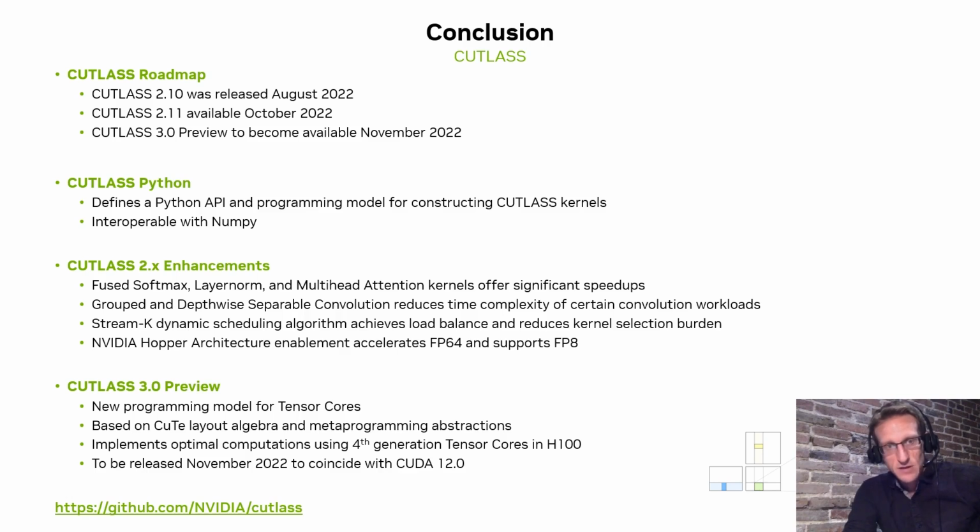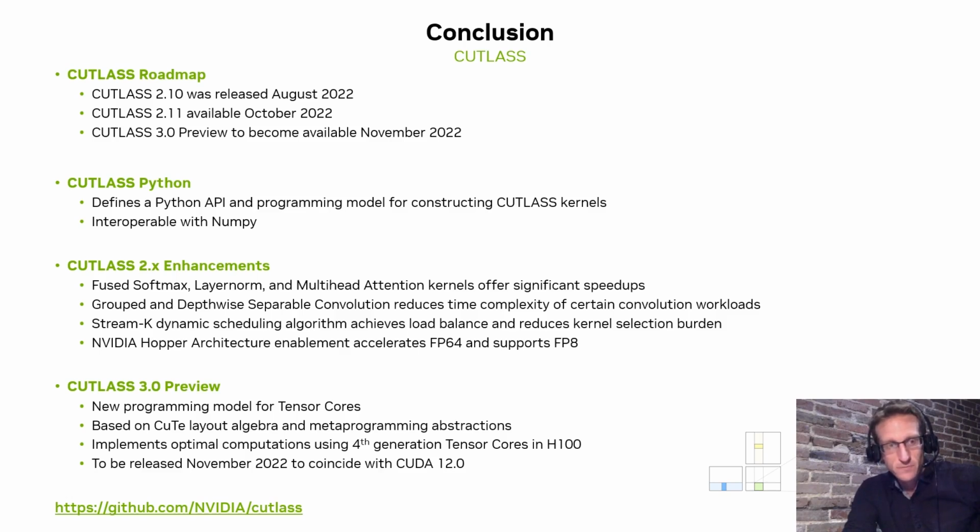We've seen the CUTLASS Python API and programming model for constructing CUTLASS kernels and shown that that's interoperable with NumPy with very good performance. We've seen a lot of CUTLASS 2.x enhancements, including the fused softmax, layer norm, and multi-head attention kernels that offer significant speedups. Grouped and depth-wise separable convolution reduces the time complexity of certain convolution workloads. The StreamK dynamic scheduling algorithm achieves load balance and reduces the kernel selection burden. And the NVIDIA Hopper architecture enablement accelerates FP64 and will support FP8.